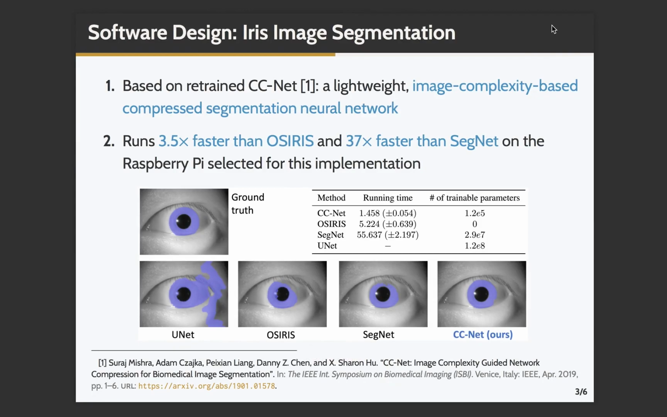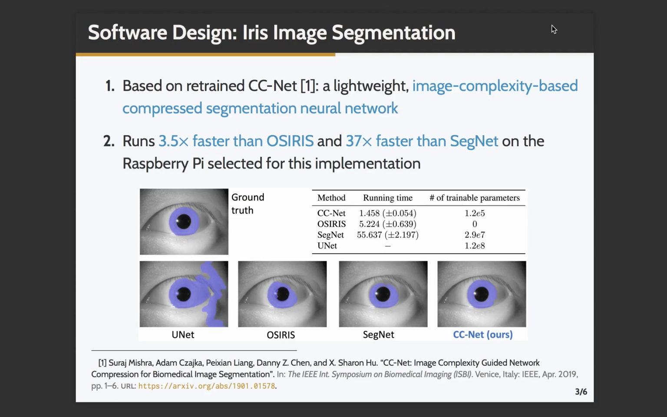Here we're going to talk about our software design, which includes iris segmentation, recognition, and presentation attack detection. First, we're going to talk about segmentation. Our segmentation network is based on a retrained CCNet model, which is a lightweight and image complexity-based compressed segmentation neural network that has a similar architecture to a UNet, but much fewer parameters.